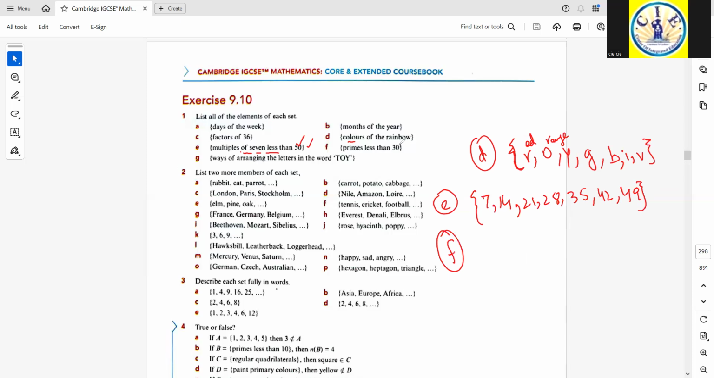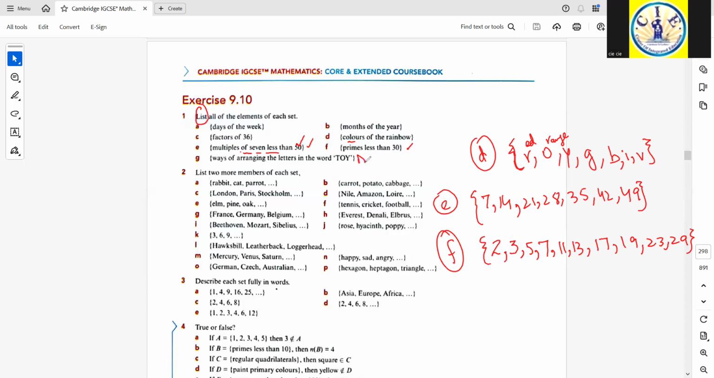For part F now, primes less than 30. We know that prime numbers start from 2, and 2 is the only even prime number. The rest of all the known prime numbers are odd numbers. So 2, 3, 5, 7, 9 is not a prime number, it is a composite number. Then 11, 13, 17, 19, 23, and 29. We have listed all those elements as was required in the question. We need to list all the elements of each set.